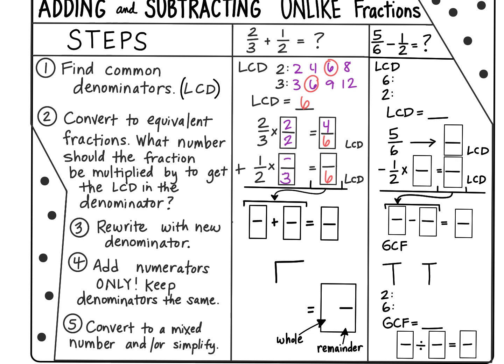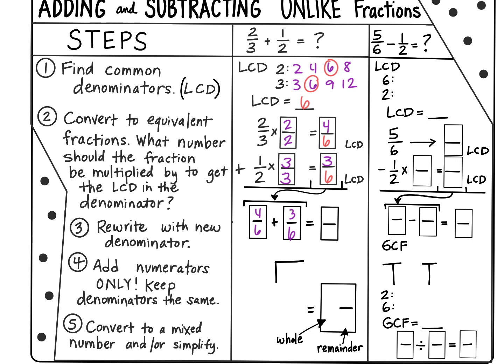So I do the same thing to the top. So 1 times 3 is 3. So here is my new problem. I have 4/6 plus 3/6. And now I can add them together because my denominators are the same.